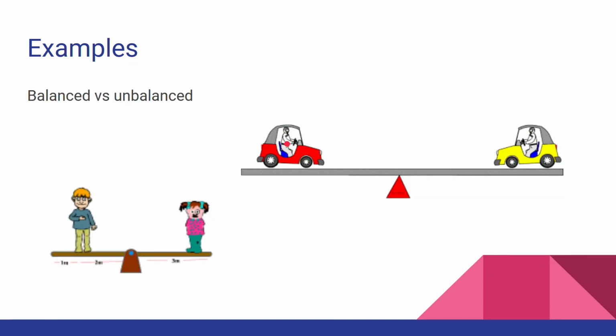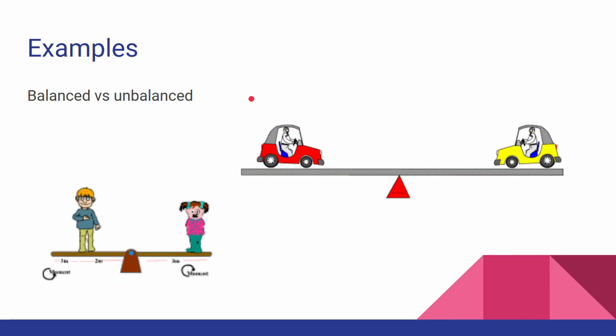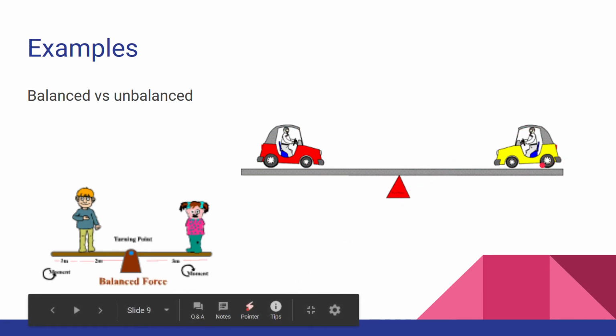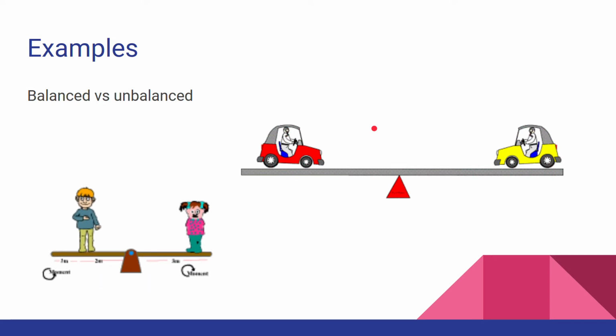Alright, balanced and unbalanced forces. Balanced forces are shown here. It's balanced here, like there's no net movement, there's no net force. Net force meaning that the net force is zero. There's a force here due to the weight of the car, there's a force here due to the weight of the car, but they balance each other. So the net force is going to be zero. So that's a balanced force. A balanced force is a force whose net force is zero.